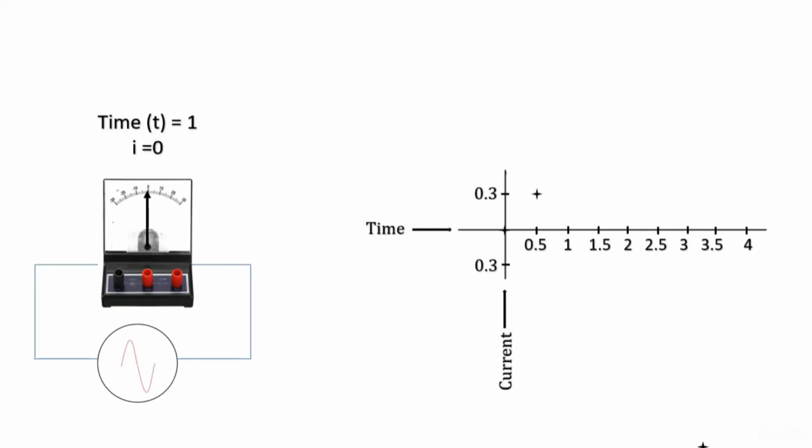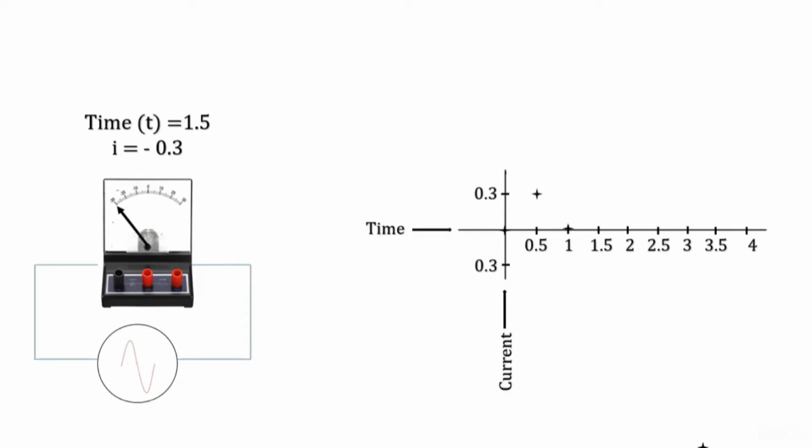After this, the needle returns to 0 again, because the direction of flow of current alternates in AC current. So the current at this position is 0. Time taken is 0.5 seconds, but the total time is 1 second from the start. So, mark a point at I equals 0 and t equals 1 in the graph.